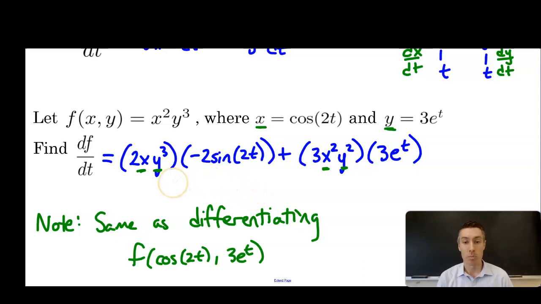The reason we build from this perspective as opposed to substituting in is very shortly x and y are going to be defined in terms of multiple variables, right? So we're going to have more layers to the problem. So taking this approach is going to keep us way more organized. But for this example, we could have plugged in terms of t to begin with and then differentiated, okay, just so we are clear. And it should match the answer we get if we replace all those x's and y's with cos 2t and 3e to the t respectively.